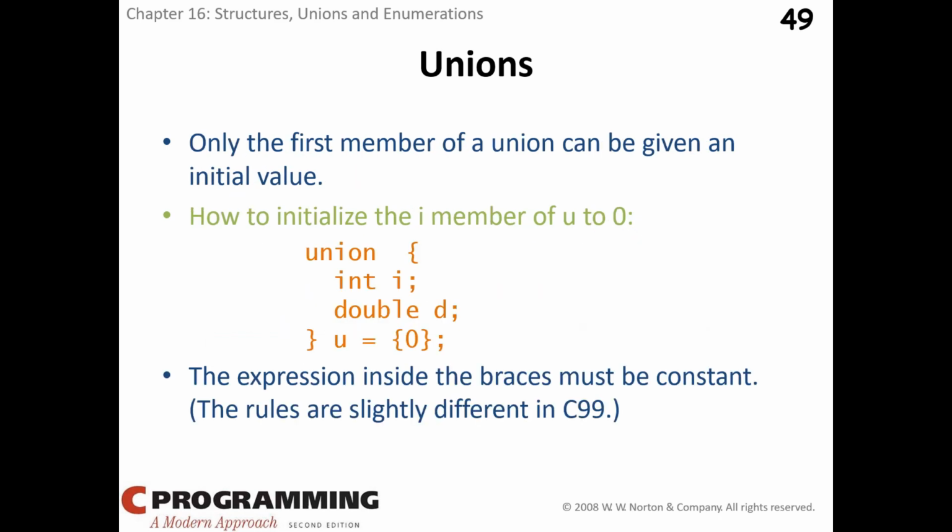Unlike structures, where we can initialize individual members, unions have a limitation. Only the first member of a union can be given an initial value. For example, for the union we have here in the slide, to initialize the I member of this union to 0, we can use the syntax here with u equal to curly braces 0. However, it's essential to note that the expression inside the braces must be a constant, and this is a requirement in C, although the rules slightly differ in C99.